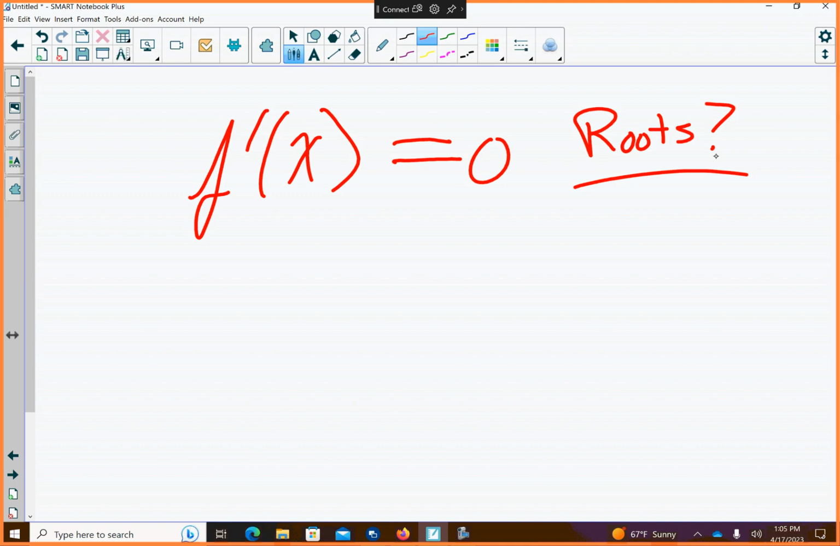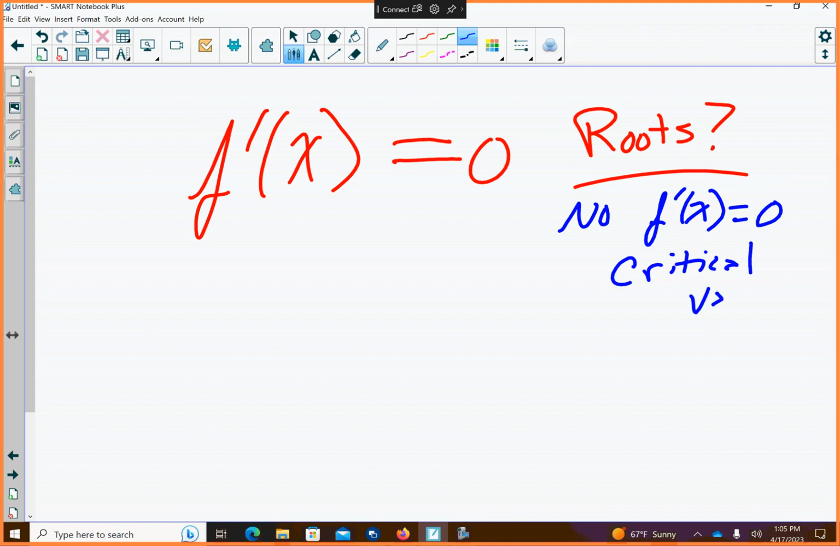It is a no. So this is no. F prime set equal to 0 finds the critical values, and that's where max, min, and point of inflection take place. Okay?